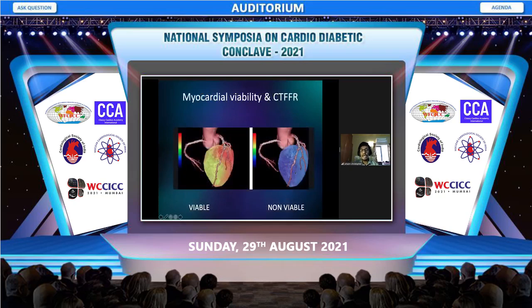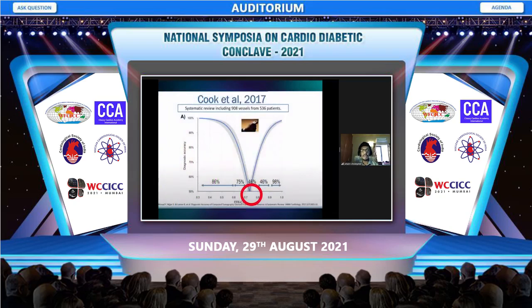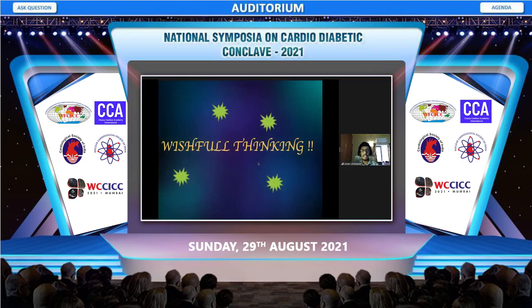What about myocardium which is dysfunctional, which already has an infarct? Again, CT FFR cannot really do a good job if the distal myocardium is non-viable. And this is the biggest problem of CT FFR: between 0.7 and 0.8, the accuracy really comes down, and that makes it a little difficult.